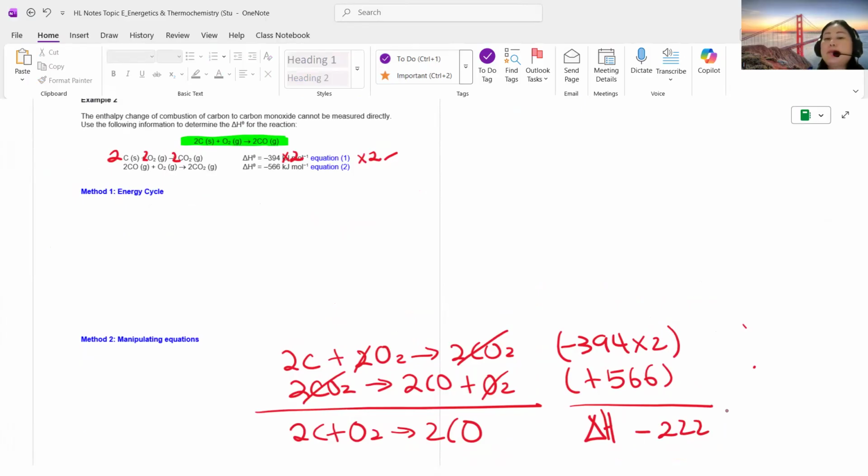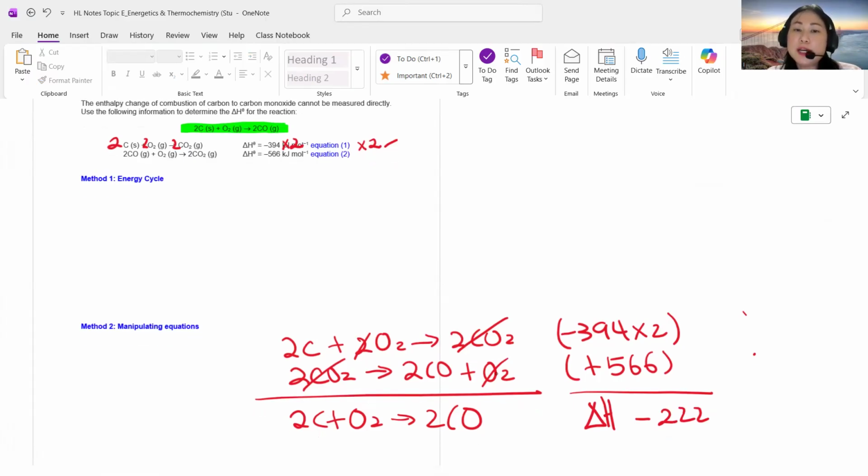So what's the thing that we need to remember? Do not change the equation of the one that you're supposed to find. Look for common terms. Check whether they are on the same side as the equation that you are trying to find. If they are on the wrong side, then you will flip the equation, flip the delta H. After you check the side, you need to check the moles. Make sure the number of moles are the same. If they are not the same, multiply by a multiple to make them the same. And same for the delta H. The delta H will also be multiplied by the multiple. At the end of the day, sum up all the delta H values.